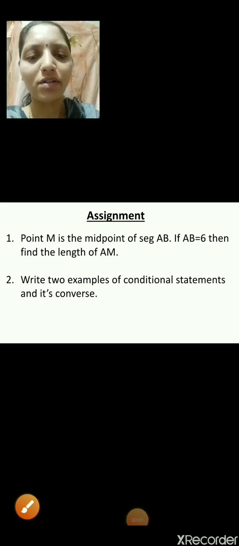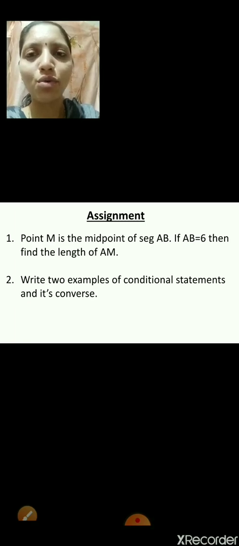There are two types of proofs, that is direct and indirect. Some statements can be proven directly and some statements can be proven indirectly. What the direct proof and indirect proof are, we are going to see in the next session. Now, let's move on to the last part of this session, that is the assignment.